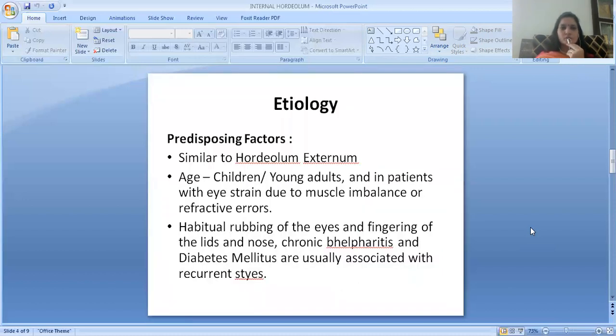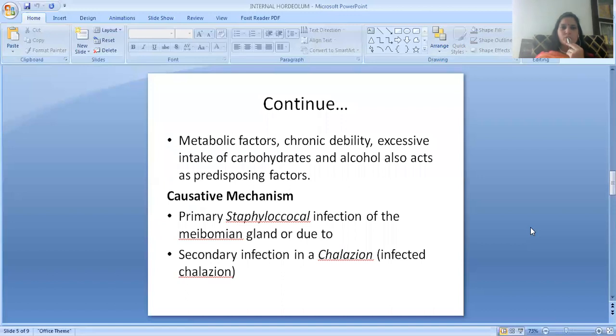Then comes the etiology, the predisposing factors. They are similar to the hordeolum externum. Age: children, young adults, and patients with eye strain due to muscle imbalance or refractive errors. Habitual rubbing of the eyes and fingering of the lids and nose, chronic blepharitis and diabetes mellitus are usually associated with recurrent styes. Metabolic factors, chronic debility, excessive intake of carbohydrates and alcohol also act as predisposing factors.